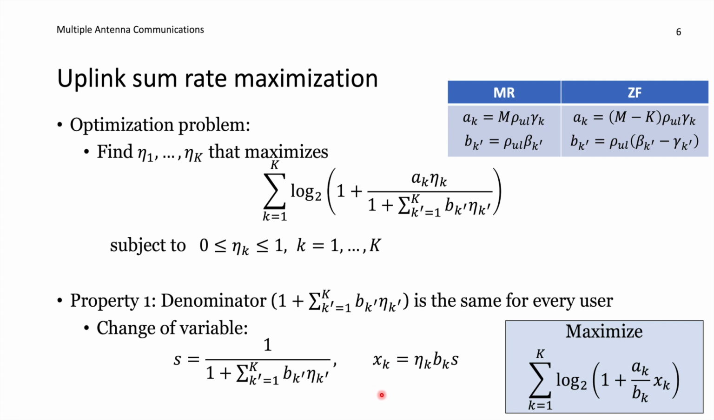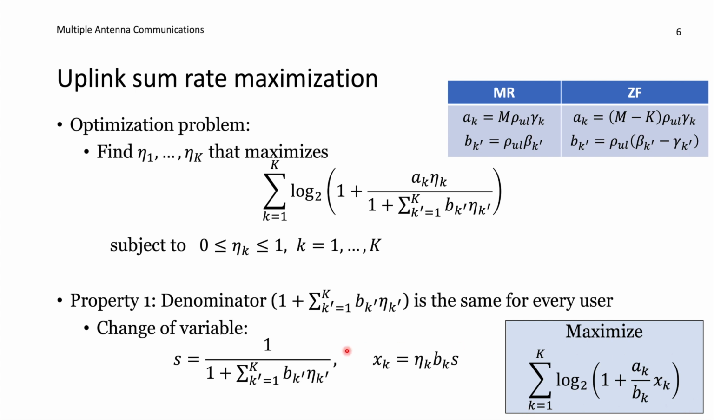Further, I will define a new optimization variable, xk, which is equal to eta k times bk times s. And we introduce bk here just in order to get a particular form in our optimization problem. So if we insert the definition of xk and s into this expression, what we would like to maximize is the summation over all of the users of log2 of 1 plus ak, which we have had all along, eta k is now replaced with xk, and then since there is no bk here from the beginning, we divide with that term. So this is what we would like to maximize.